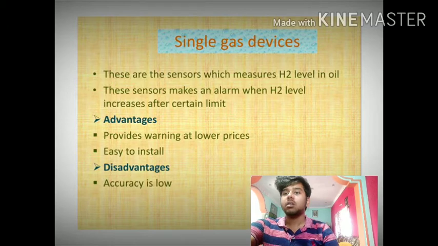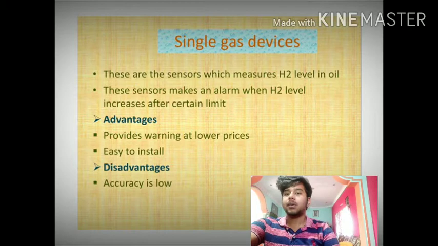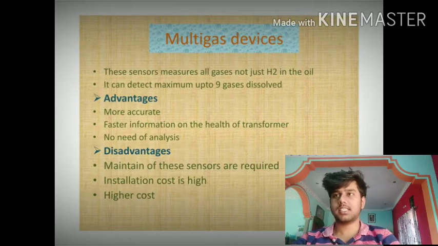and arcing. Most of these sensors raise an alarm whenever the concentration of hydrogen exceeds a certain level inside the transformer oil. The main advantages of single gas devices are that they provide warning at relatively low prices and are easier to install. The disadvantage is that lab results are still a must, as these results may be inaccurate and impractical.